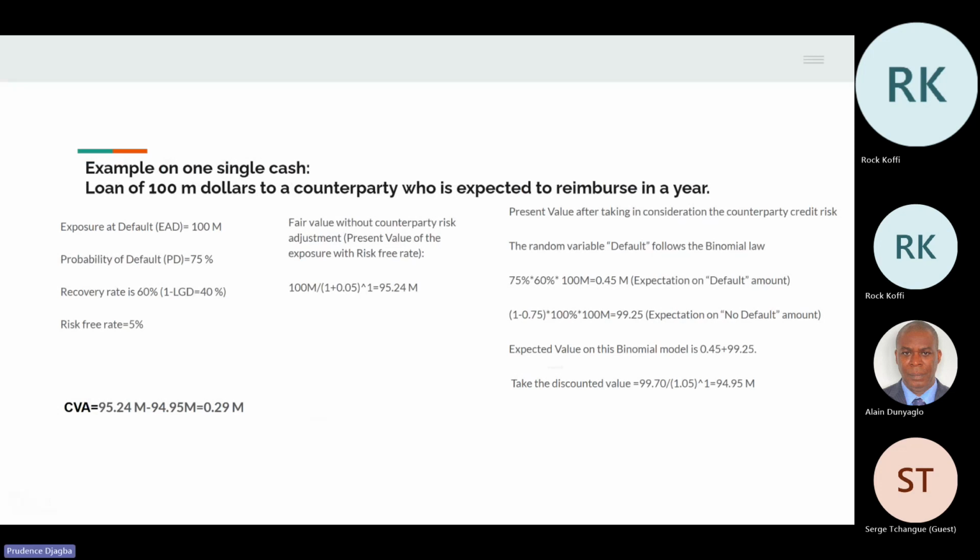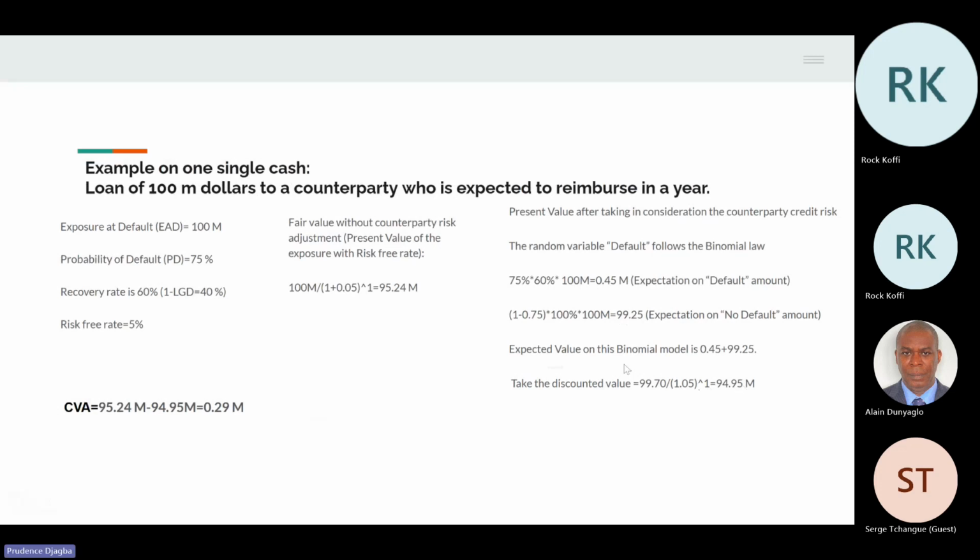And the other value of the random variable is when we do not default. And when we do not default, the probability here is 1 minus 0.5 times now the value of the random variable, which is 100% of the total amount, and which gives me 99.25. So now I need to do the sum of those two values, which gives me the expected value on this binomial model. And afterwards, I will take the discounted value for this quantity, which is 94.95 million.